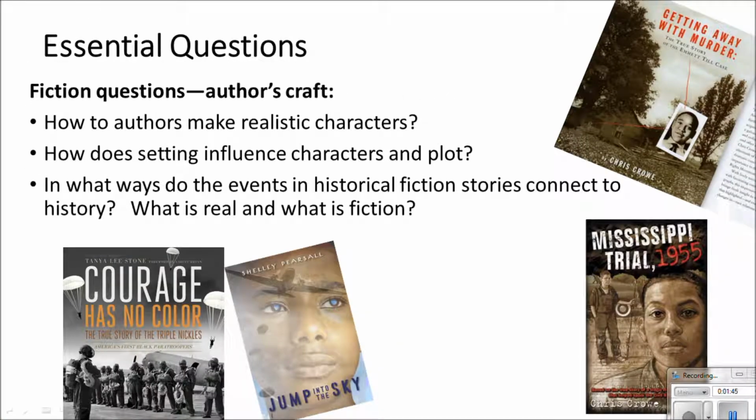We'll also look at questions about author's craft. How do authors make realistic characters? How does setting influence characters and plot? And in what ways do the events in historical fiction stories connect to history? What is real and what is fiction? You'll be both reading and writing historical fiction in this unit.